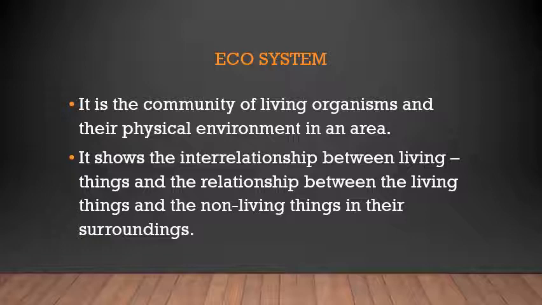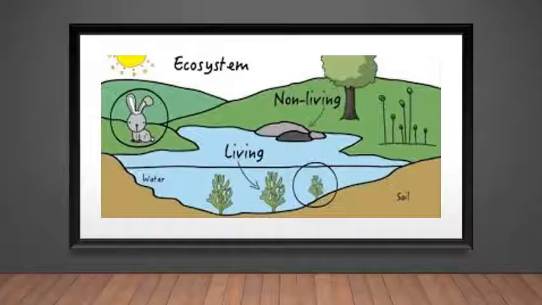Now, how are we living in the environment? We require plants. We require food from them, and they require the carbon dioxide, and they require us for pollination. Like that, we are related to each other. Any ecosystem can show a relationship between two different living things or a relationship between a living thing and a non-living thing. Here is an example of an ecosystem.